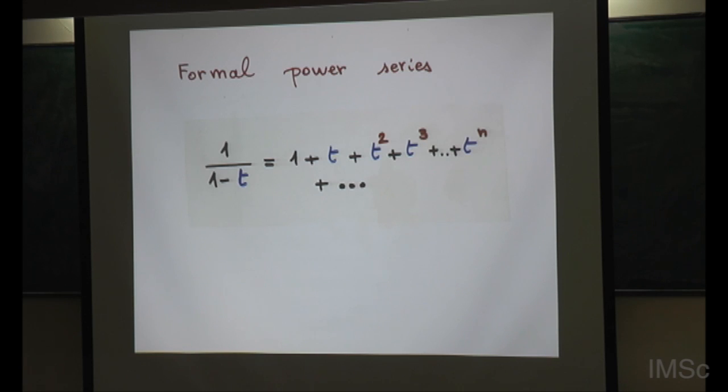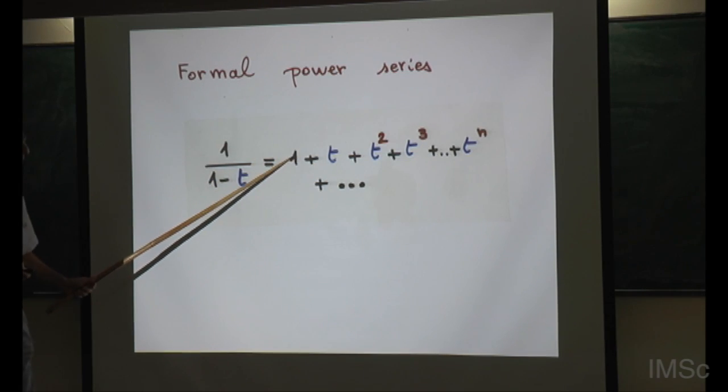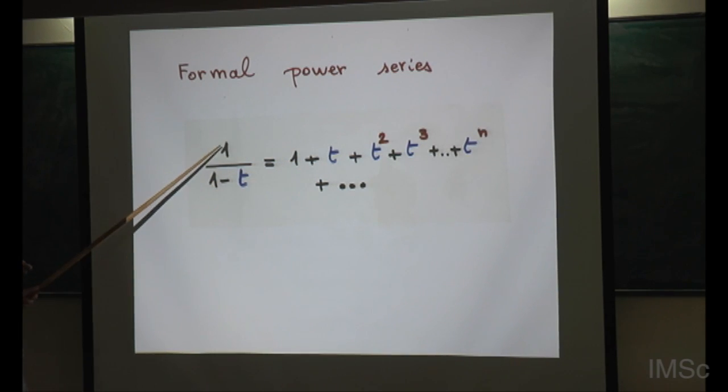Let's play with some formal power series without defining explicitly what a formal power series is. Let's just play intuitively. So the inverse of 1 minus t is equal to this. Just take this, multiply by 1 minus t. So you have this, minus t times all this, and you get exactly 1.